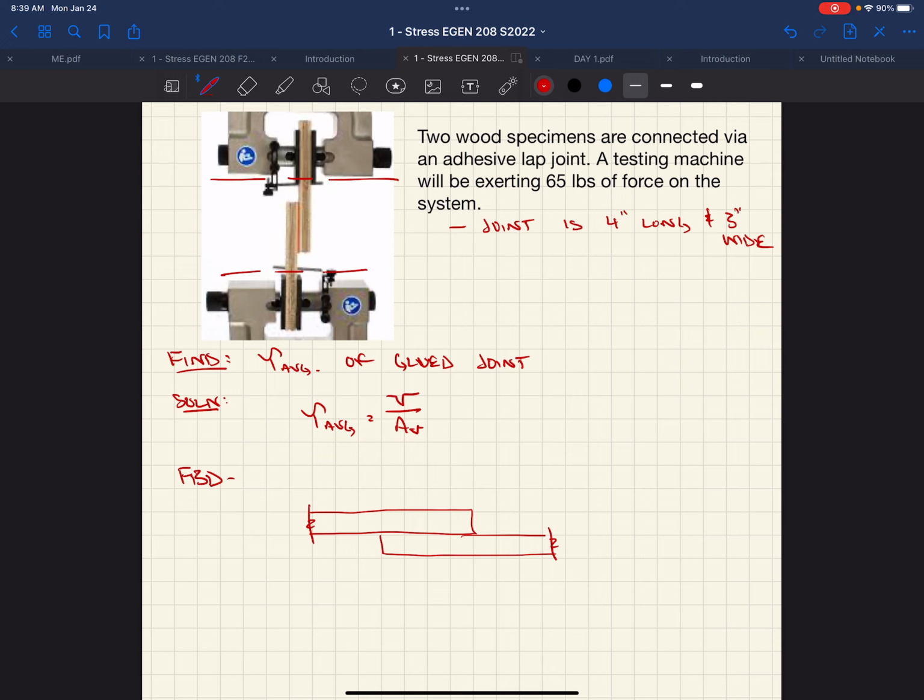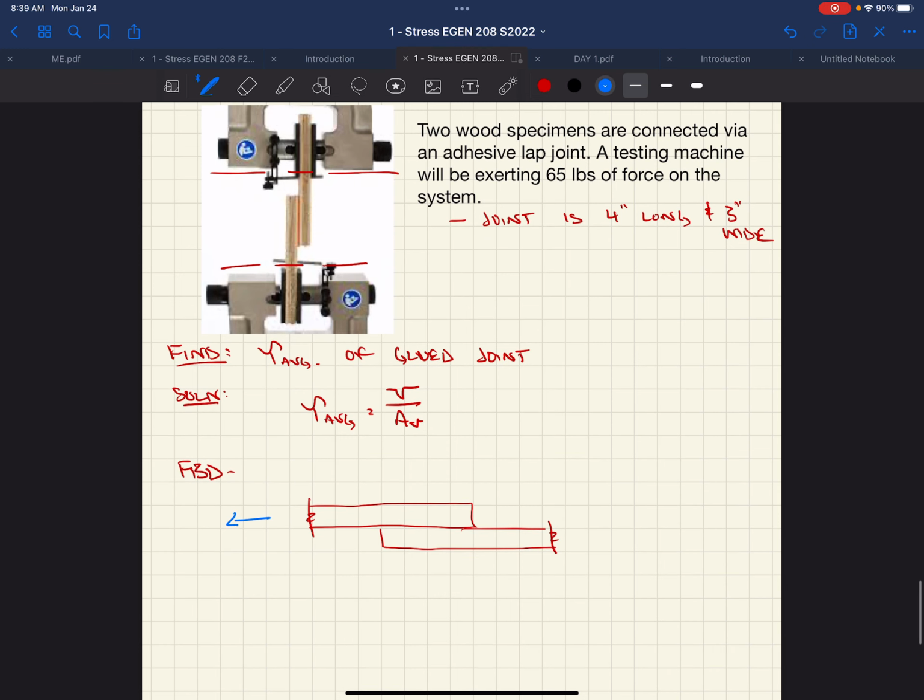So we're going to assume one side of this, as we decided, 65 pounds. And then we're going to have a fixed end of our apparatus, right? That's restraining or holding back this specimen from moving when the other head decides to move, right? So we need our dimensions. We got 4 inches long is what we were told. We know that this is 3 inches wide. That's generally our free body diagram, right?